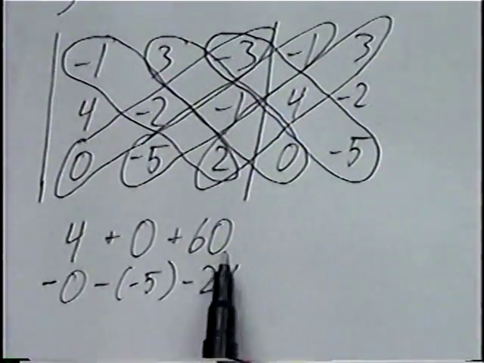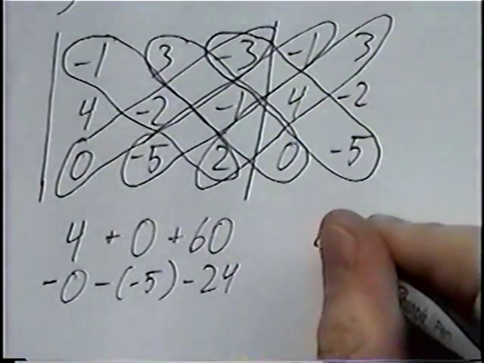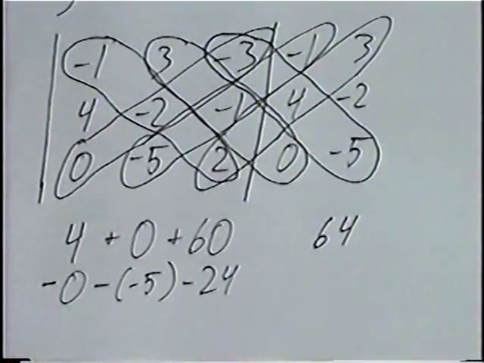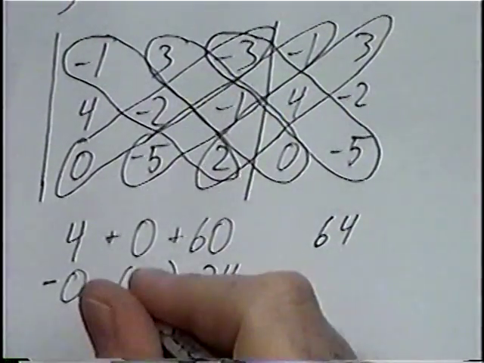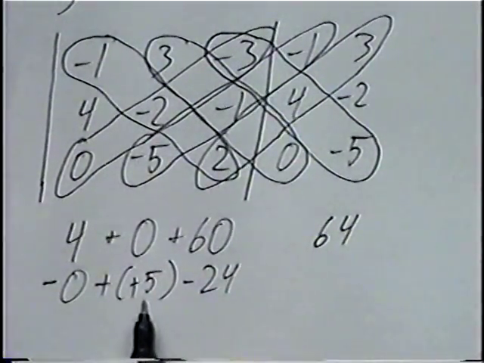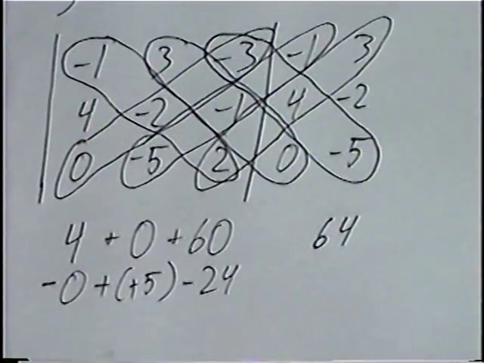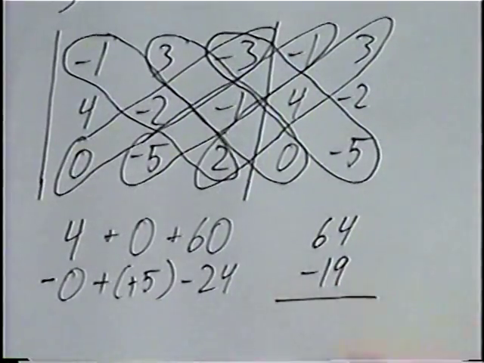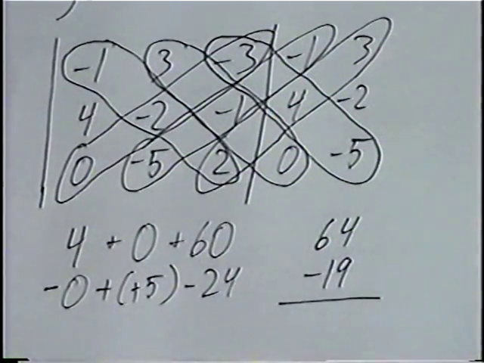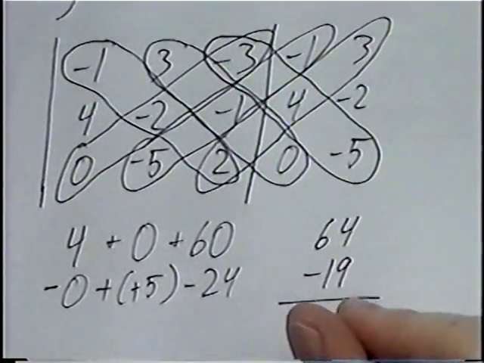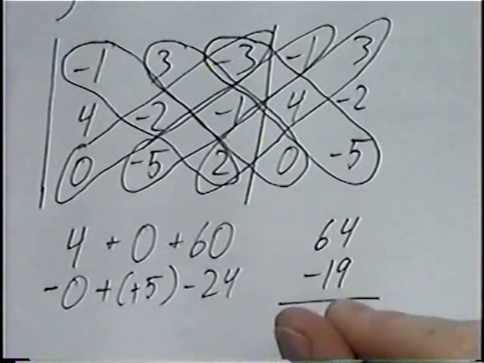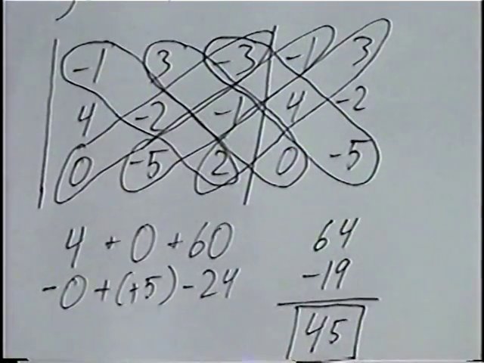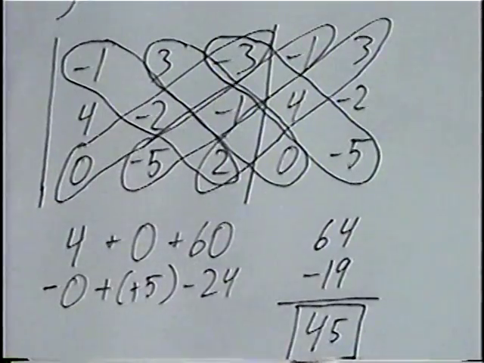If we add the top numbers together, 4 plus 60 will give us 64. The second row that we did, the minus would change to a +5. We'll have 5 minus 24, which is -19. Combining those two numbers, we'll end up with our answer of 45, which will be the determinant of this 3 by 3 matrix.